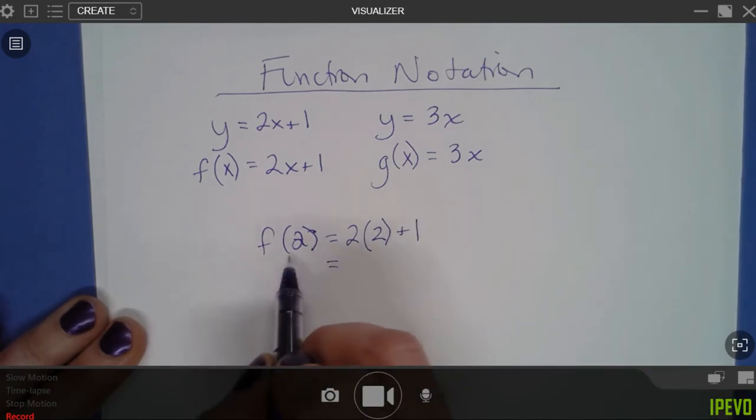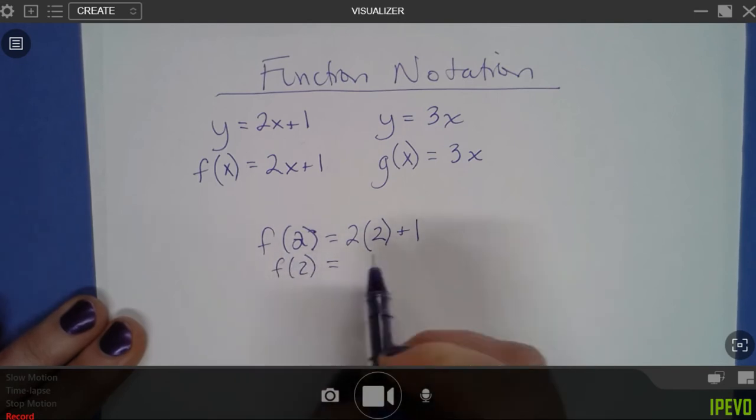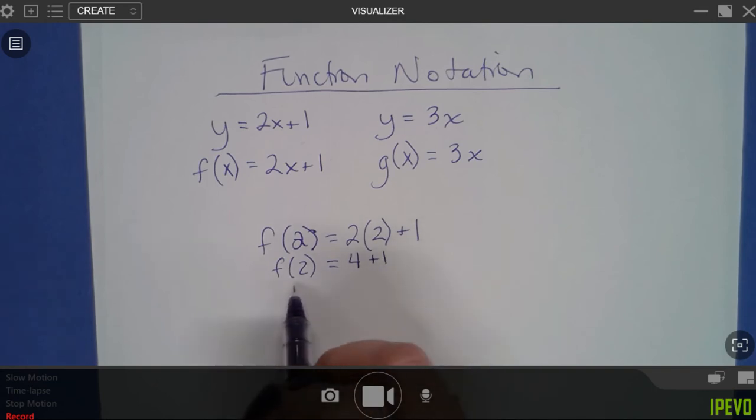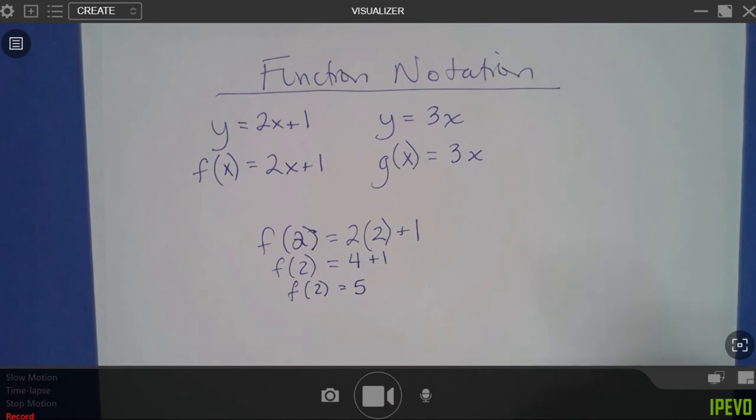And I'm not going to do anything with the f of 2, because remember, those are our instructions. They're just telling the reader what you did. 2 times 2 is 4 plus the 1. So f of 2 equals 5. This is a great way. We don't have to write a whole bunch of words out. And we know when 2 is put into the f function, the result is 5.